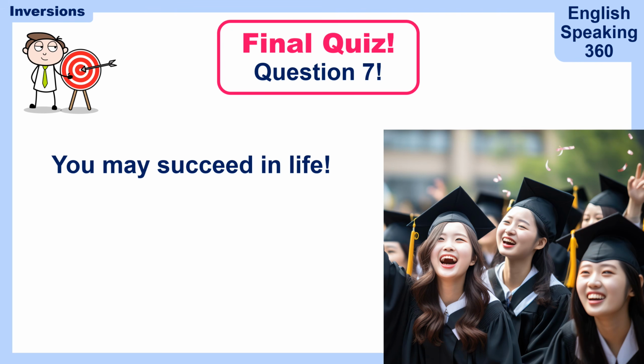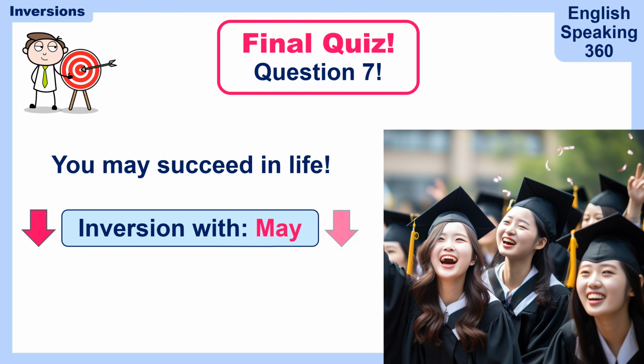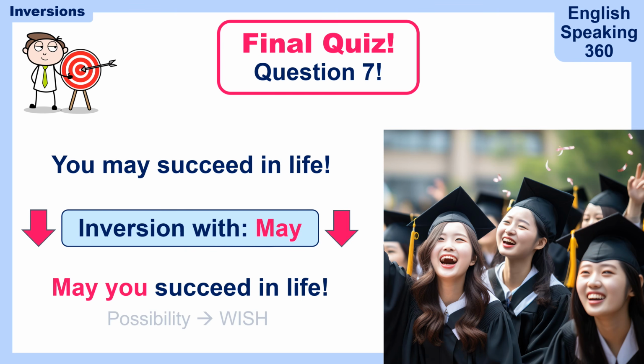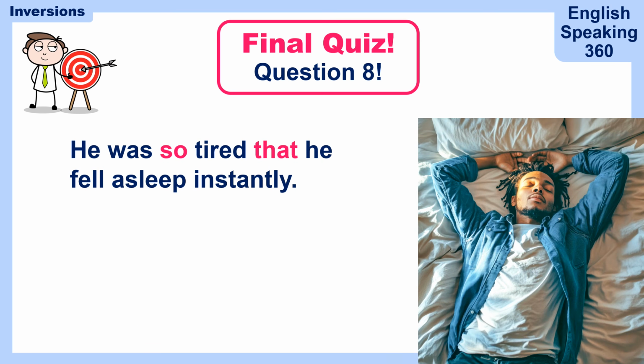Question 7. You may succeed in life. Now use an inversion with may, but in this case, watch out. It's a special case. You may succeed in life becomes may you succeed in life. But like we said before, the first sentence is a possibility. The second sentence is a wish. Very, very different.